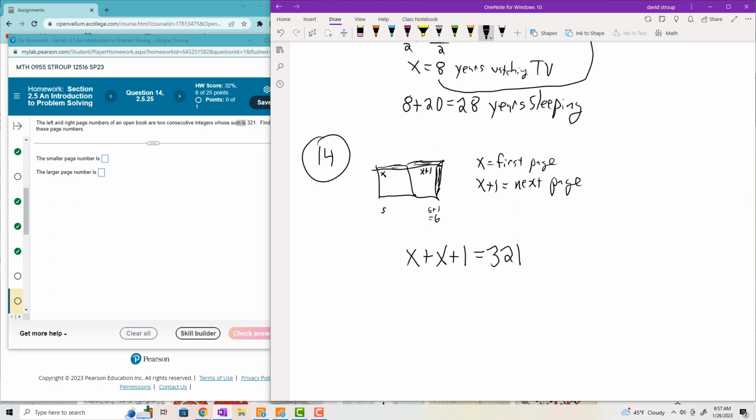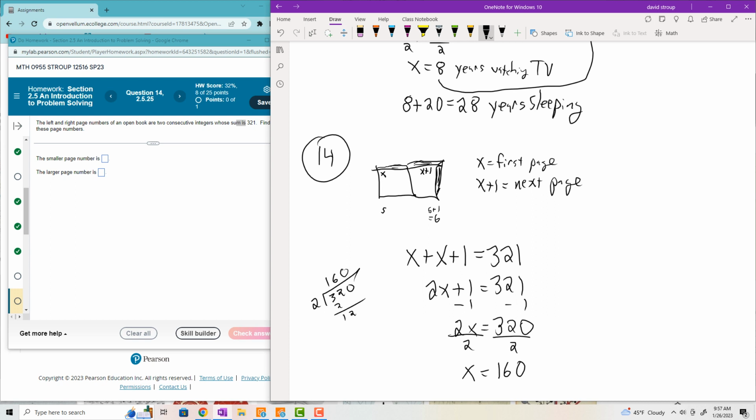Adding x's together, you get 2x plus 1 is 321. Subtract the 1 over. And then finally divide both sides by 2. And it looks like the first page is page 160. And then, of course, to get to the next page, it's just 161.